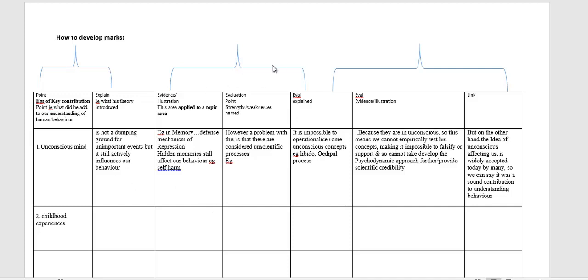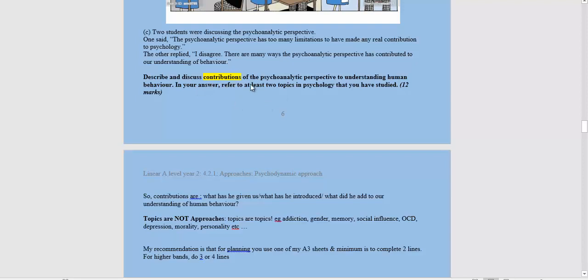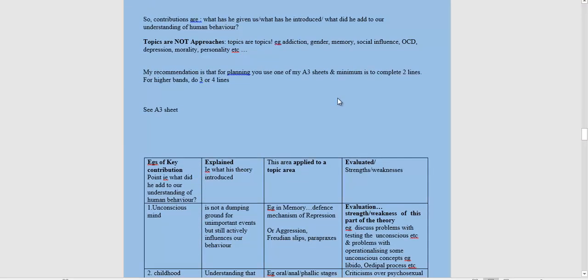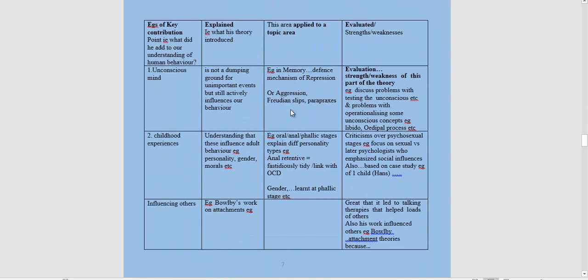If we go back to the question: discuss contributions of psychodynamic or psychoanalytic perspective approach, in other words, but refer to at least 2 topics. Here we're going to introduce our topics, and I'm going to show you now one possible way of doing that. Let me bring that sheet up again and show you how to do that.